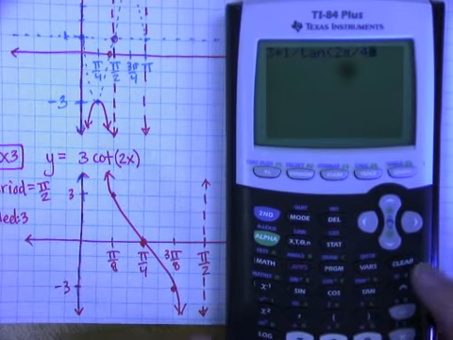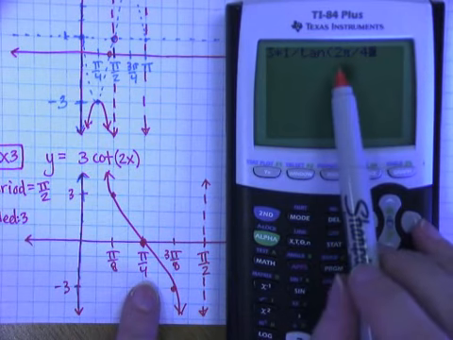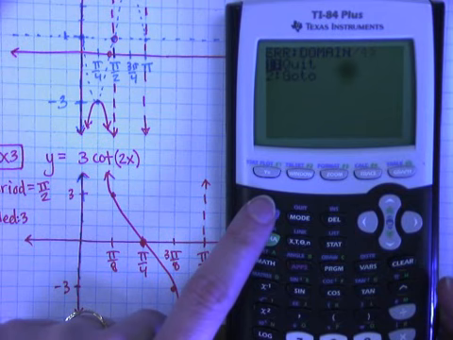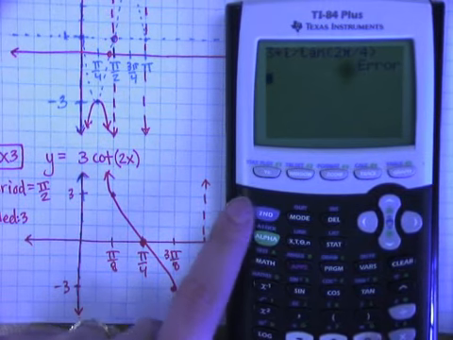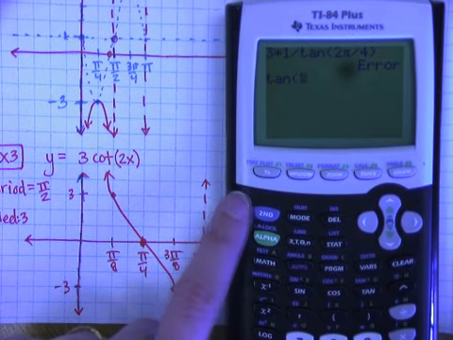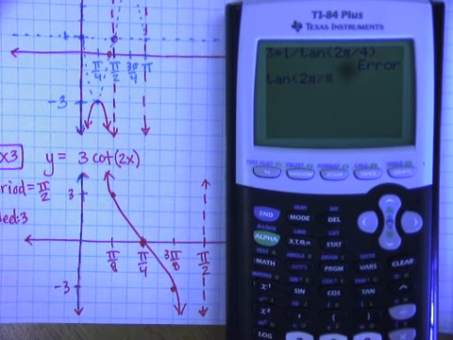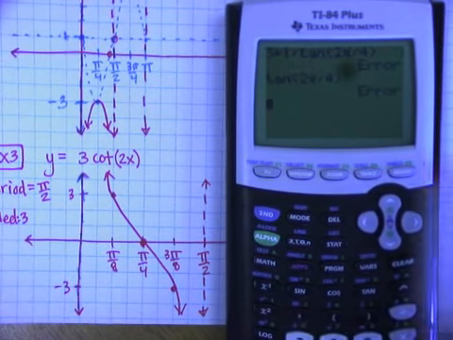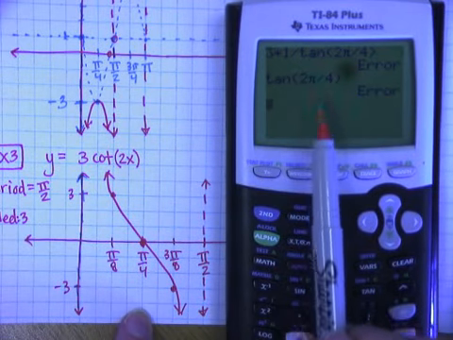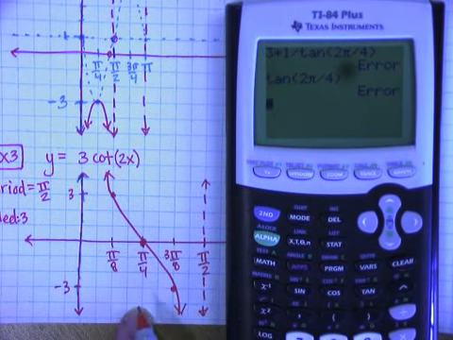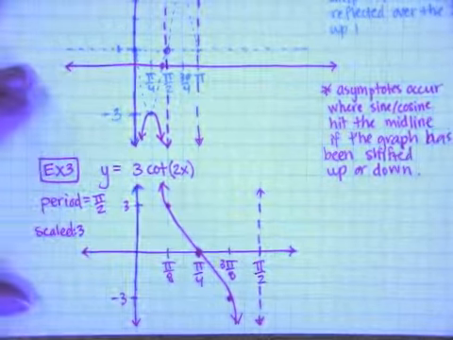Let's see. Well, I have a 2 that time. Let's see what tan of 2 pi divided by 4 is. Is that where I'm getting the error? That's where I'm getting the error, so it doesn't like tangent of pi over 2. That makes sense because I think tangent of pi over 2 is undefined. That's where our asymptote is. Oh yeah, that makes sense.